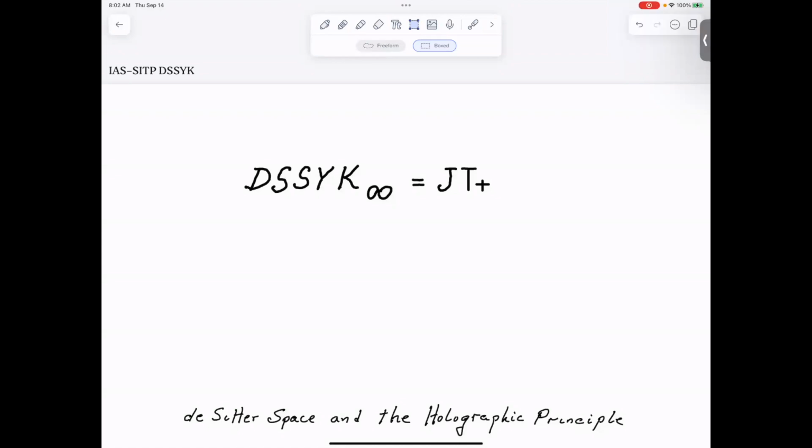Okay, thank you, Edward. Good. All right, this is somewhat of a continuation of the previous talk I gave, although it's self-contained. It's about de Sitter space.